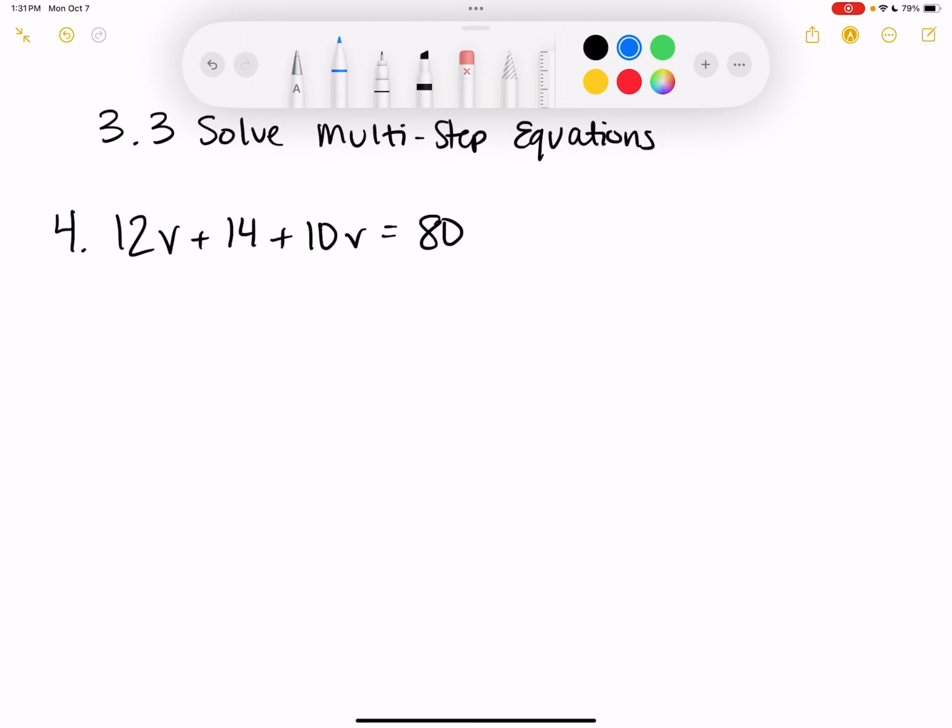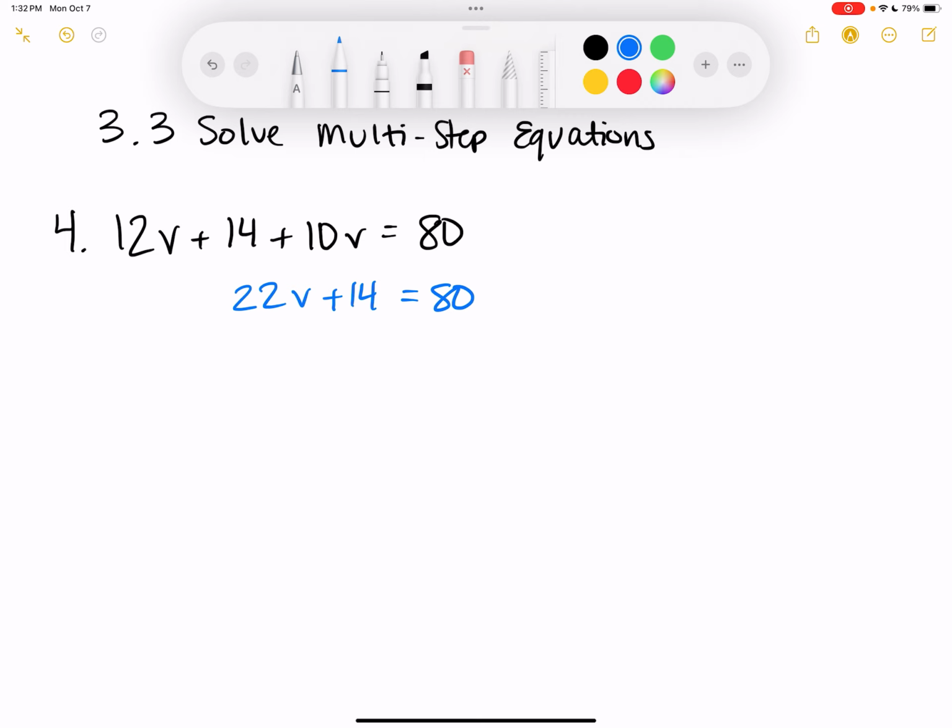Okay, so when we have something like this, what I need to do first is combine like terms. That can either be that they have the same variable or that they're both constant terms. So I would combine 12v and 10v, and that would give me 22v plus 14 equals 80.